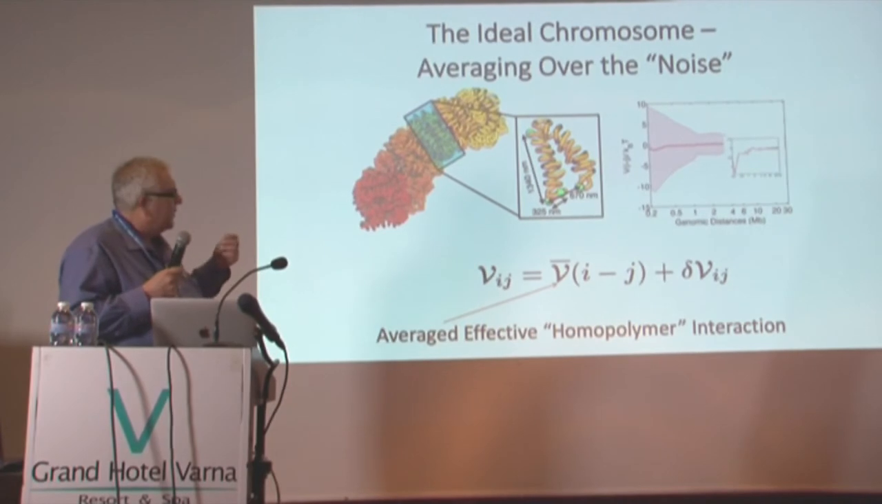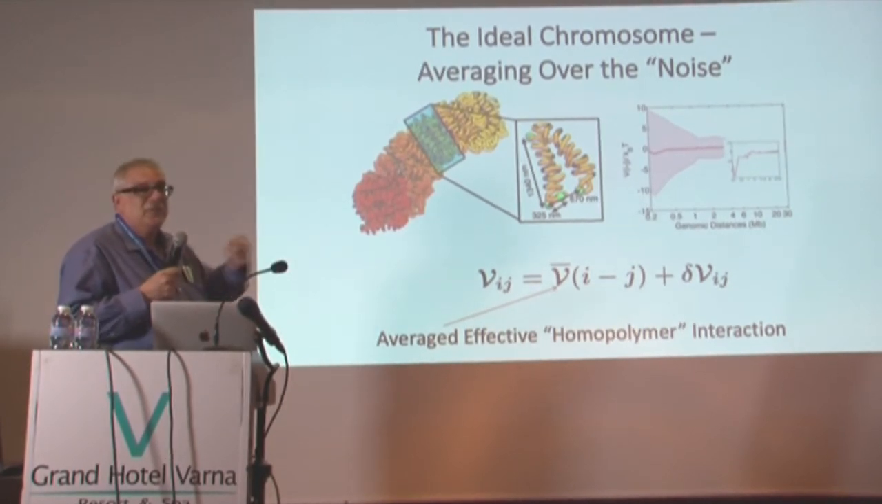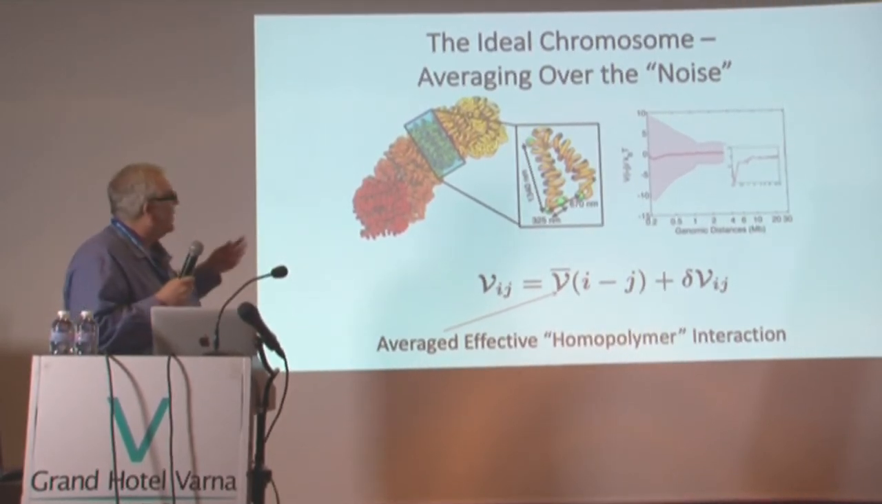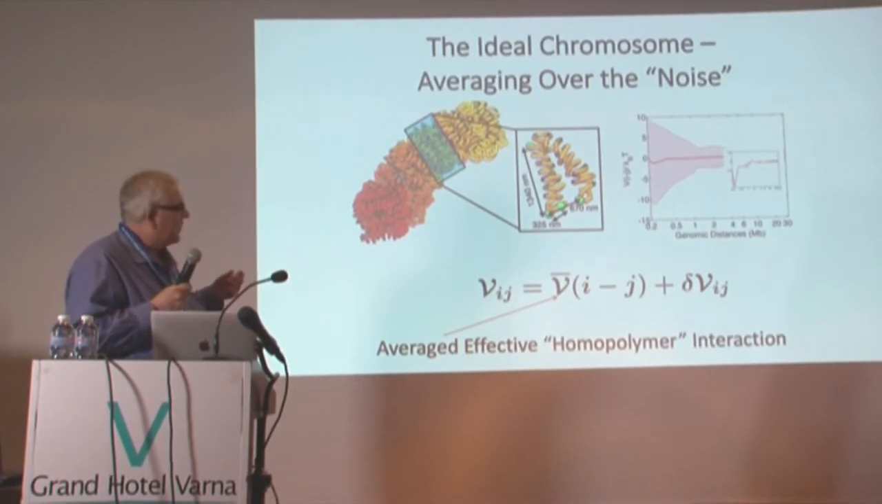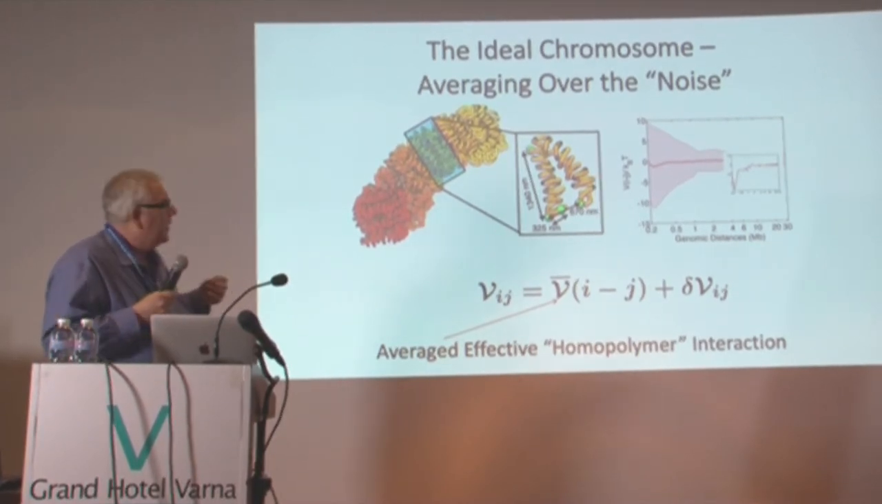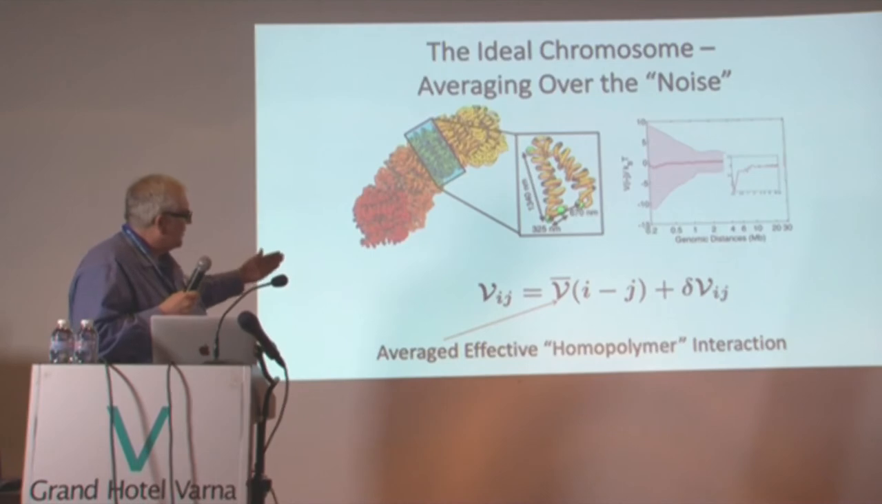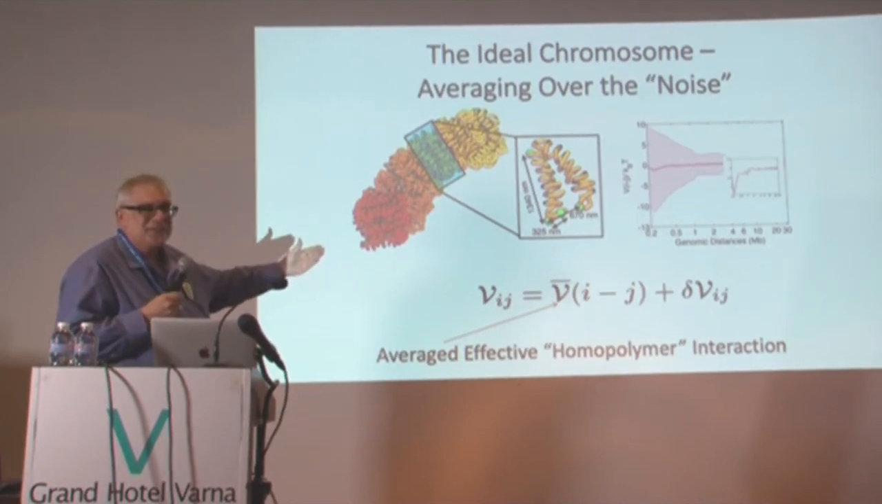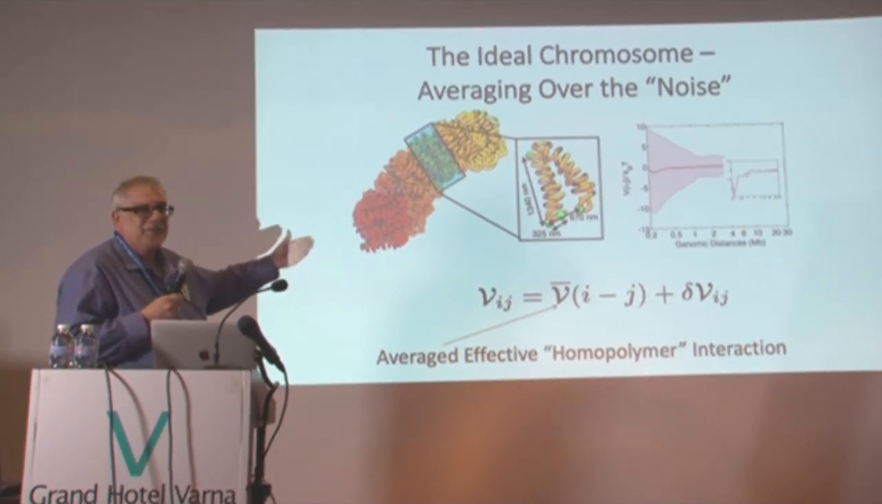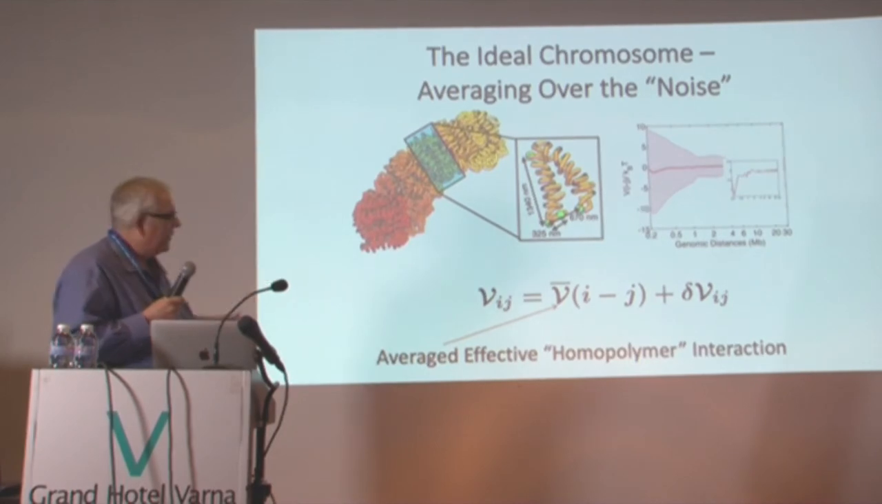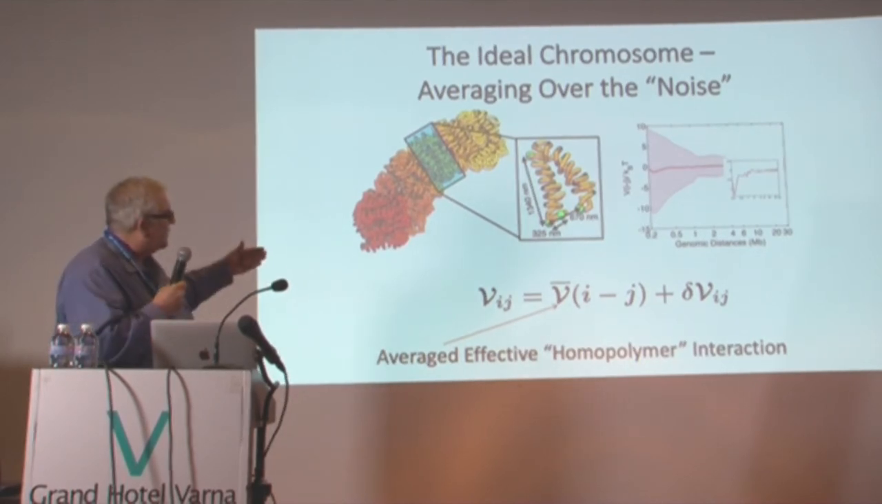An interaction only depends on the genomic sequence distance. This is what José and I started to call the ideal chromosome. The real answer is that plus something else, which is disordering it. It might be experimental noise, but it might be real signal. I don't think we know that just now.